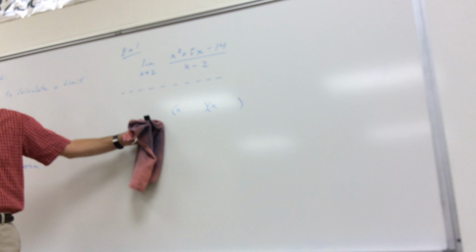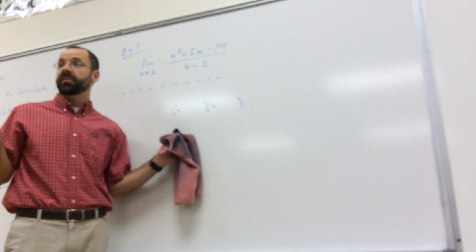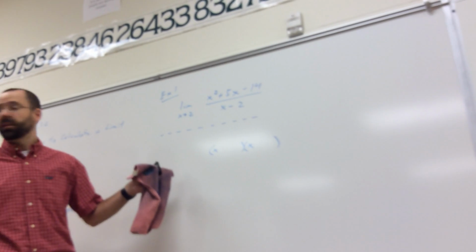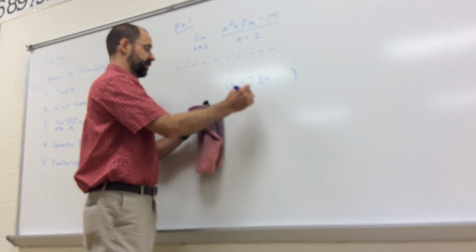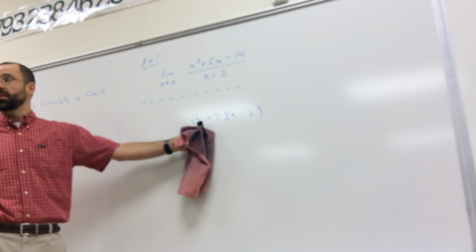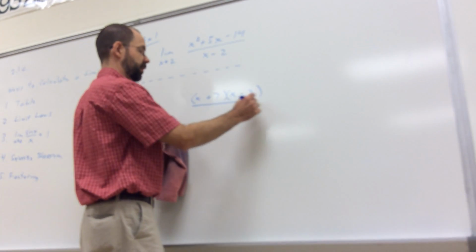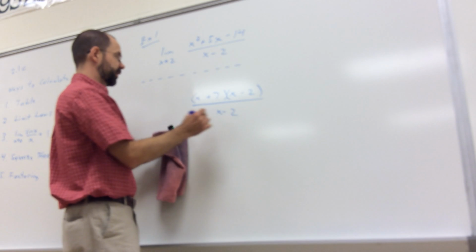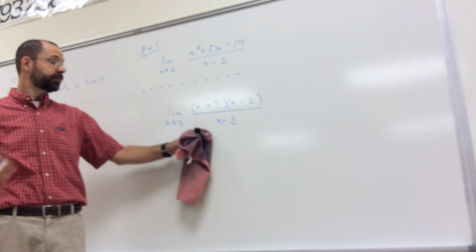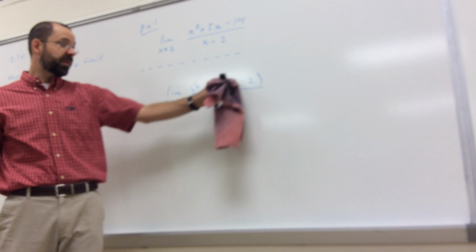And then we're looking for 2 numbers that multiply to be negative 14 and add to be 5. So that's positive 7 and negative 2. Is everybody okay with that? Then x minus 2 is on the bottom still. Okay, and then that's good news, right? Because then the x minus 2's cancel.